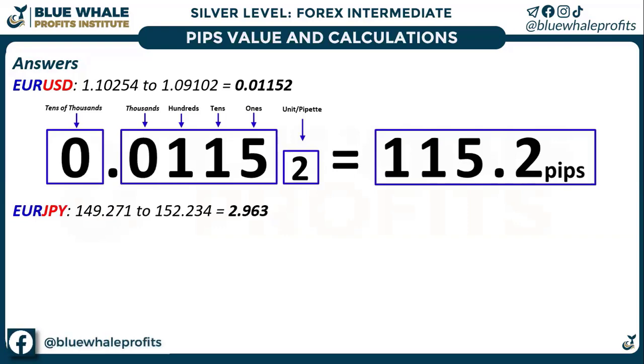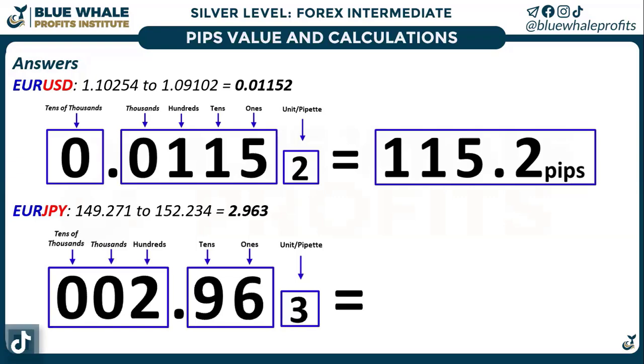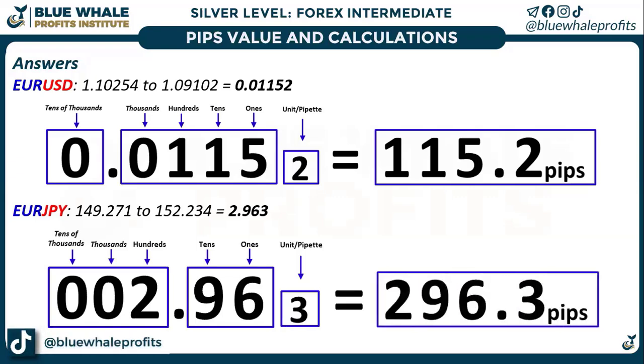And then for the Euro JPY, moving from 149.271 to 152.234 is 2.963, which can also give us 296.3 pips in return. All right. So that's how you do your calculation. Once you subtract or add and you get the difference, you just convert it. Though we have a website that we use to do all these calculations.